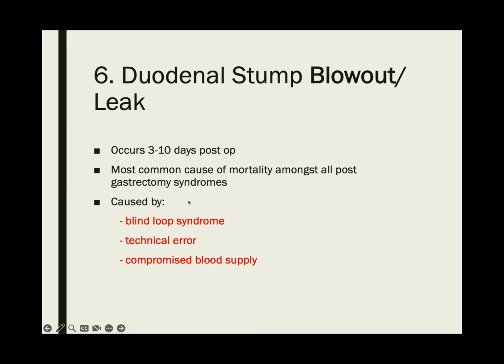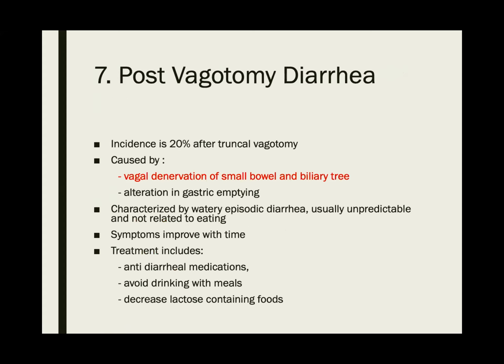Duodenal stump. So we already mentioned that. It occurs 3 to 10 days post-op. It's the most common cause of mortality amongst all post-gastrectomy syndromes, and it's caused by blind loop, technical error, or compromised blood supply. So even stasis of the intestines and then bacterial overgrowth can contribute to the duodenal stump.